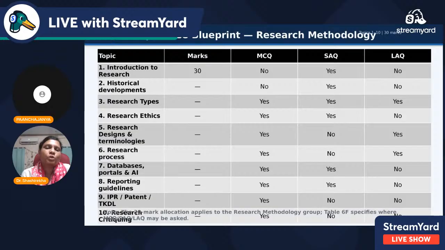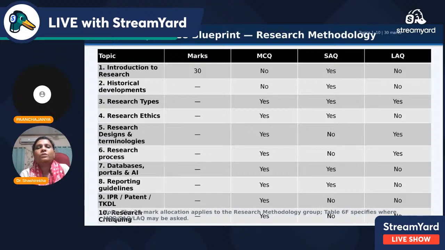And the fourth topic, research ethics. What ethics we have to follow during the research process. You have institutional human research, you have animal research, and some points you have to cover related to publication ethics. It may come for MCQs, it may come for SAQs, so it is better to get ready for 5 marks. In that, what is research ethics, institutional human ethics and animal ethics, both you are supposed to know.